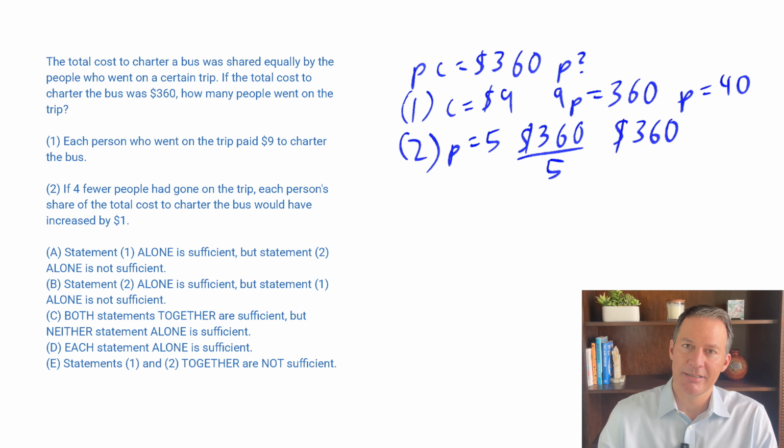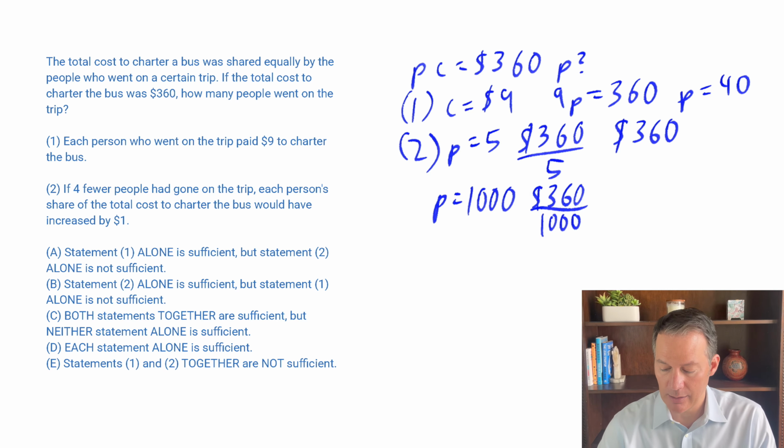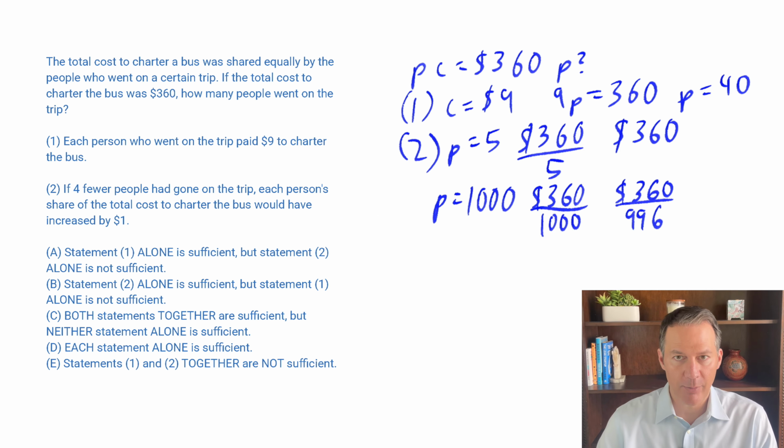Okay, let's think about what would happen if we had a large number of people. Let's just say p equals 1,000. Obviously not very realistic for a bus, but that's okay because we're just trying to test possibilities. In this case, the cost per person would be 360 over 1,000, so something less than $1, right? And if we took 4 people away, the cost would be 360 over 996. Not much difference, and also still less than $1, right? So we know that clearly the cost has not gone up by $1.